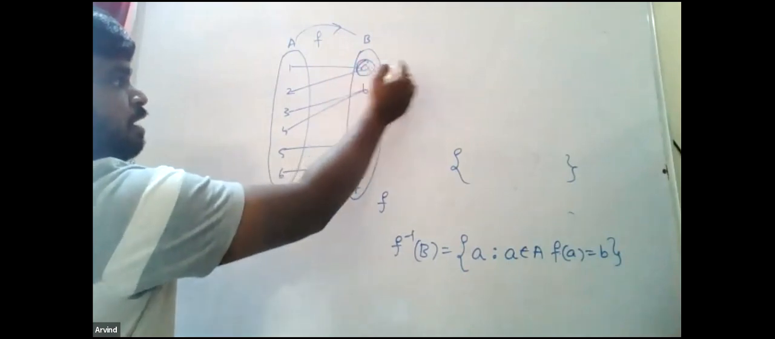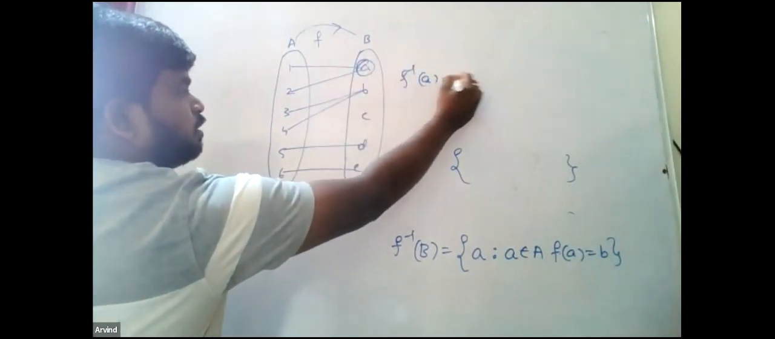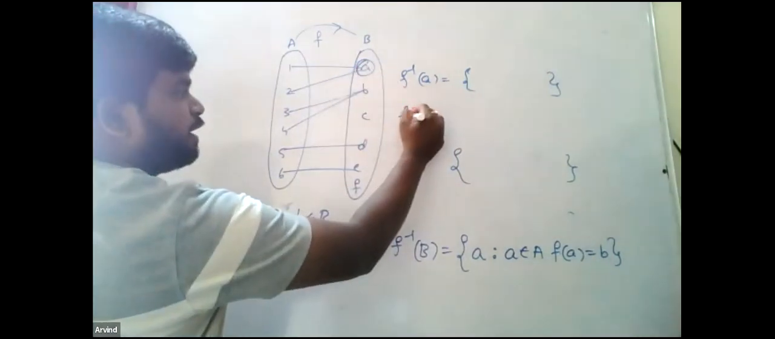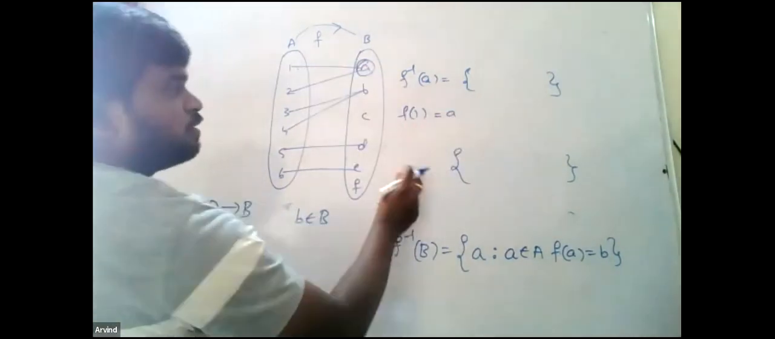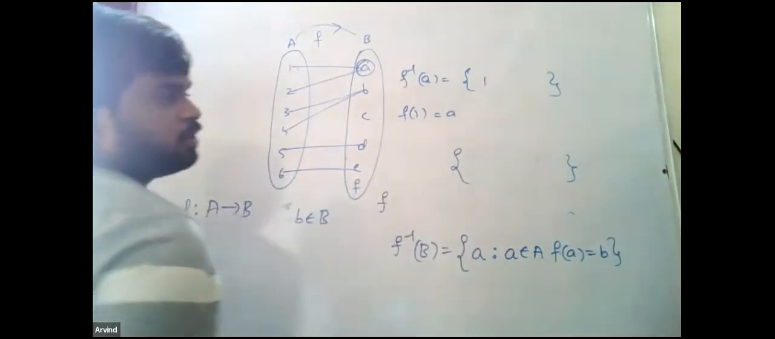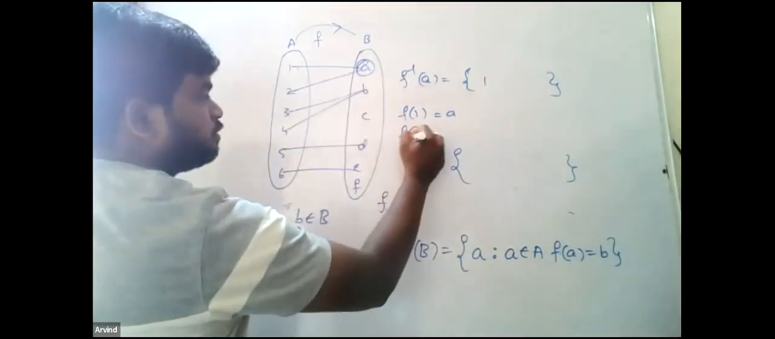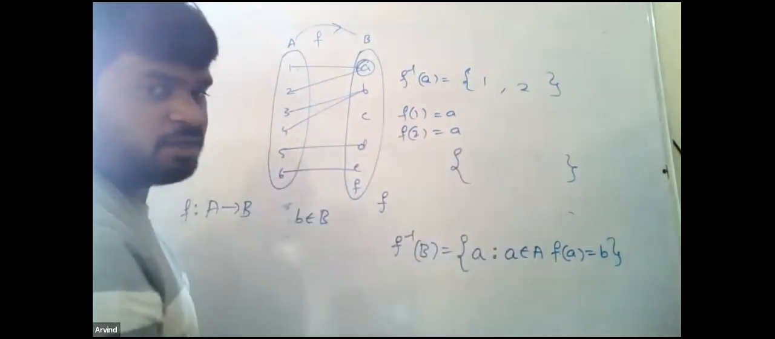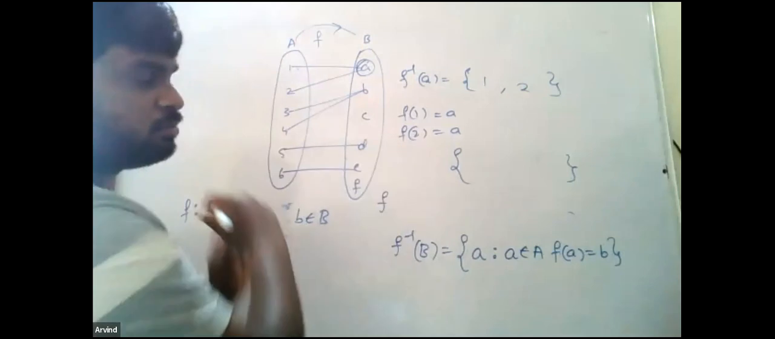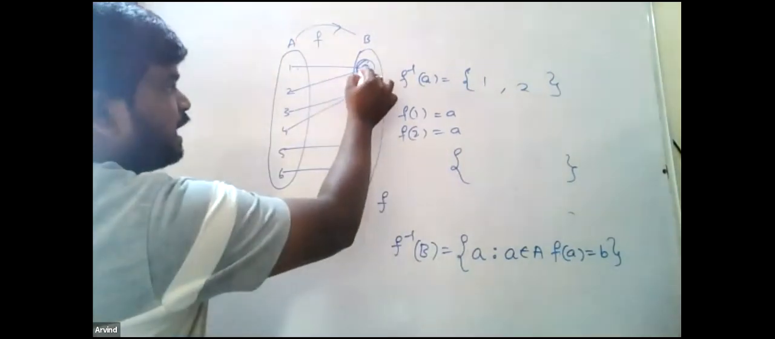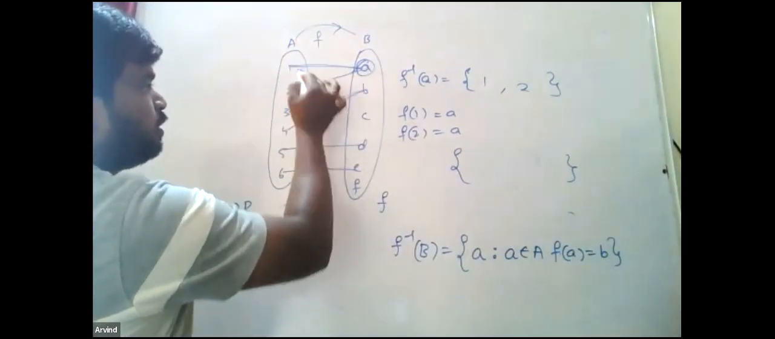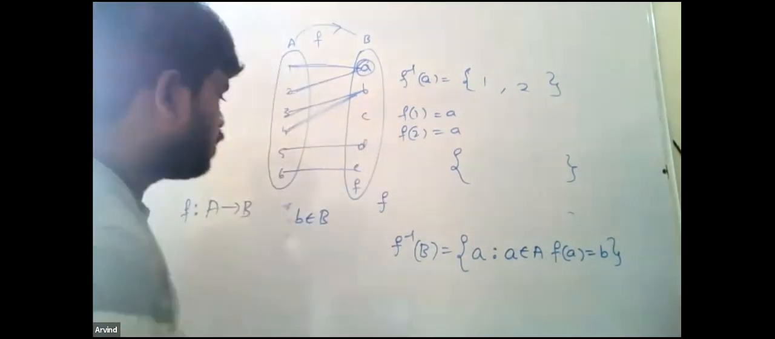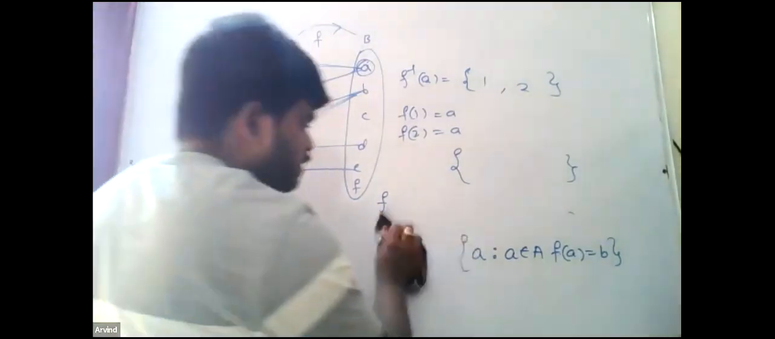So F inverse of A, what do we write? Which elements give A? Here F of 1 is A, so that is why I write 1. F of 2 is also A, so that is why I write 2. So this is the actual way. If this is confusing, you can remember it in the other way. Which elements are pre-images of A? 1 and 2. B has pre-images 3 and 4. You can remember it like that. Okay, so let's get into the question.